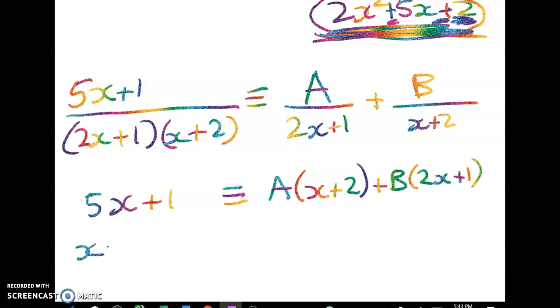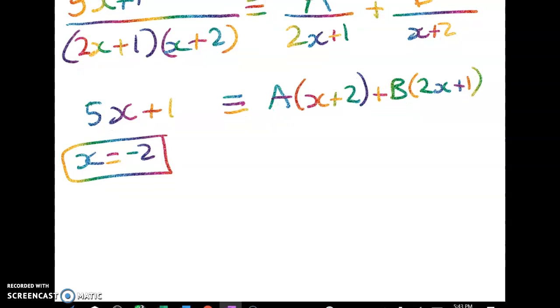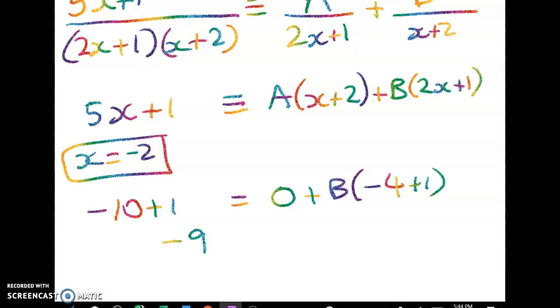Right, we're going to substitute in x equals negative 2, and that will give me negative 10 plus 1 is equal to 0, plus b times negative 4 plus 1. So negative 9 equals negative 3b, b is equal to 3.